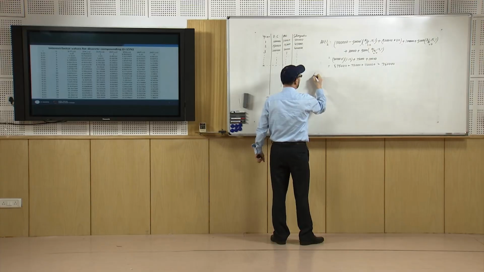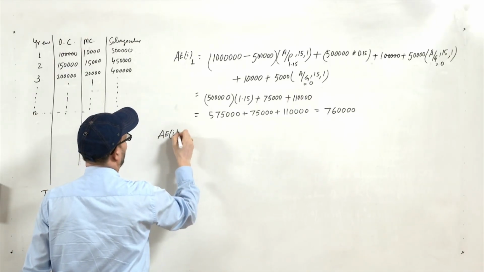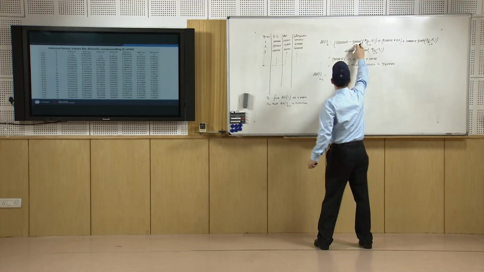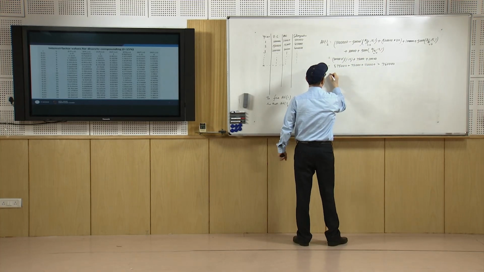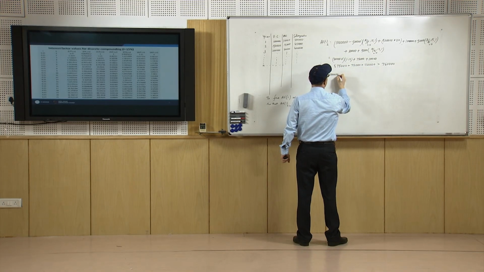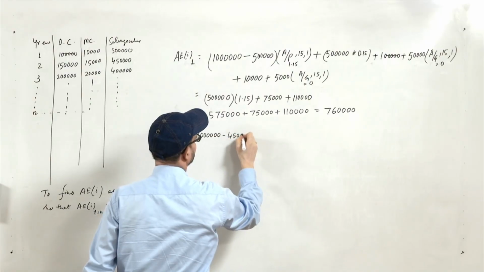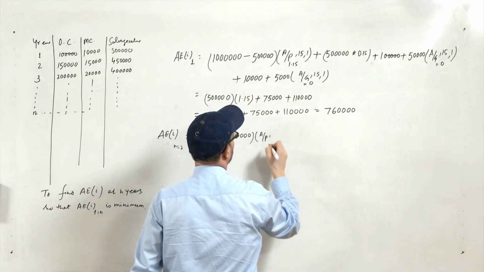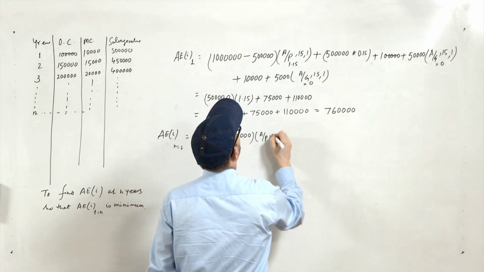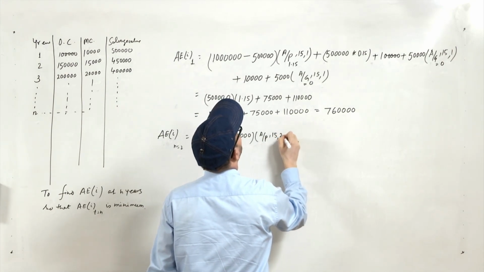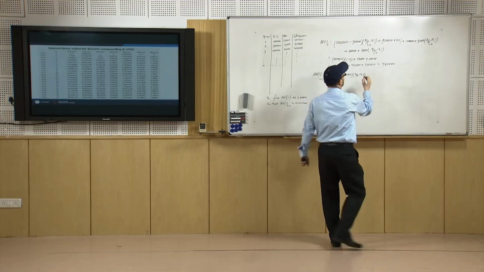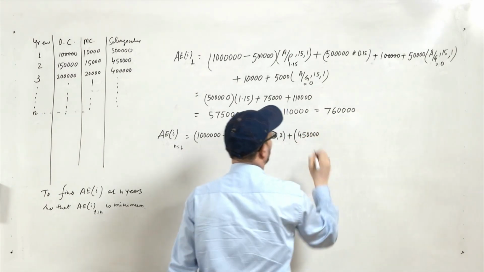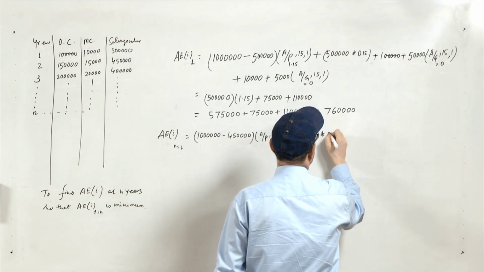So, for the annual equivalent at n equal to 2, it will be 10 lakh minus 4,50,000 multiplied by, since the machine is going to be used for 2 years, the factor A by P 15.2, plus the salvage value 4,50,000 multiplied by the interest rate, that is 0.15.